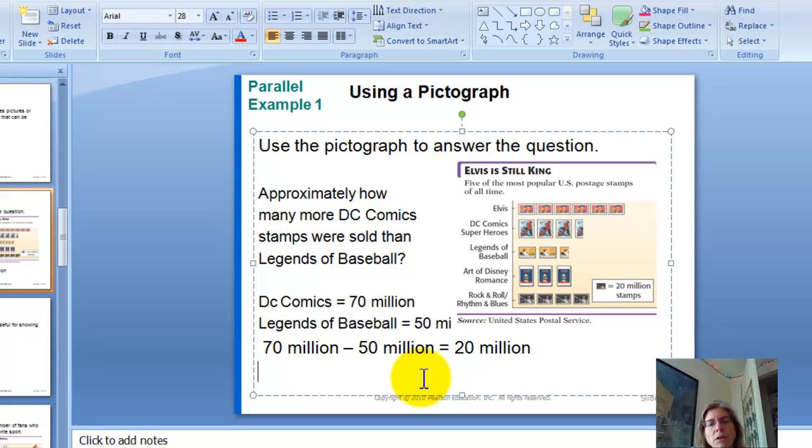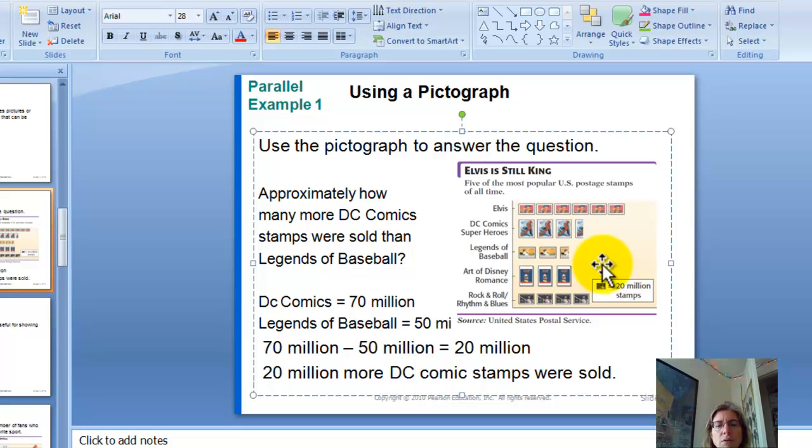So 20 million more DC comic stamps, that's what these are, right? Were sold. And that's the math for it.